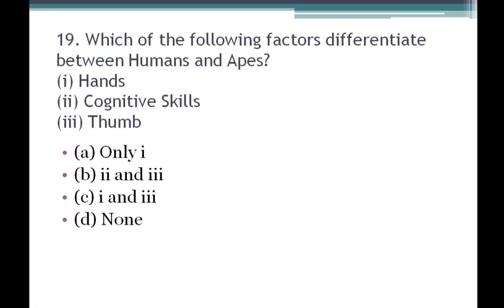Question number 19. Which of the following factors differentiate between humans and apes? Number 1. Hands. Number 2. Cognitive skills. Number 3. Thumb. So the correct option is option D, that is none. Nothing distinguishes. Everything is similar.